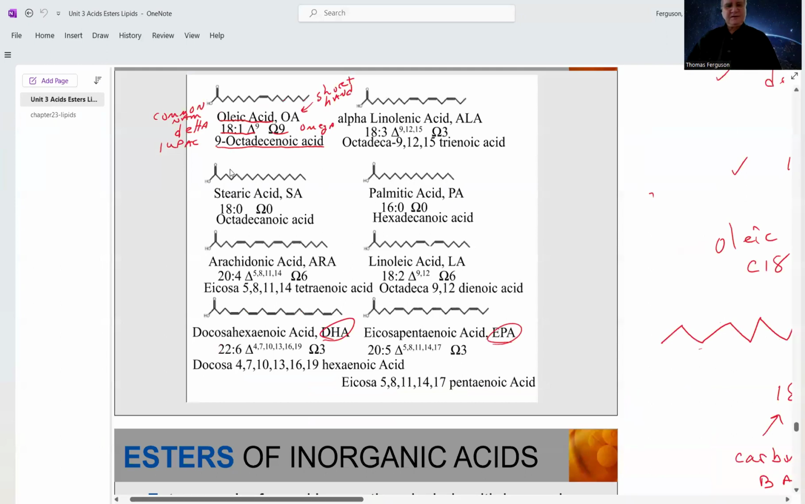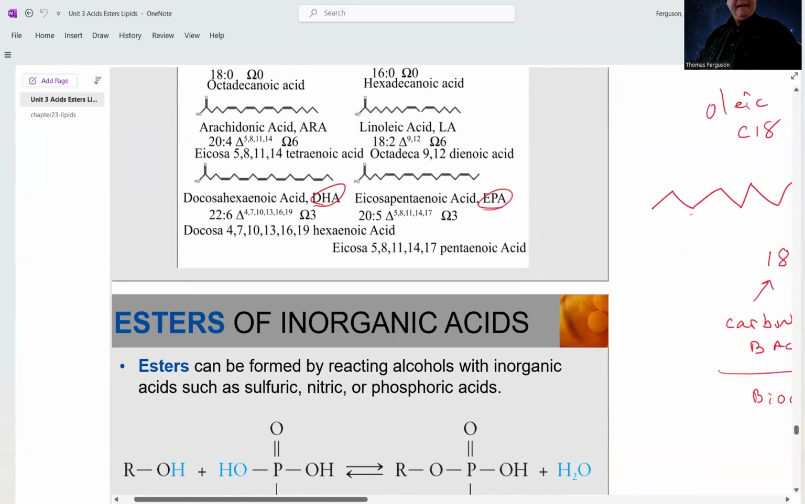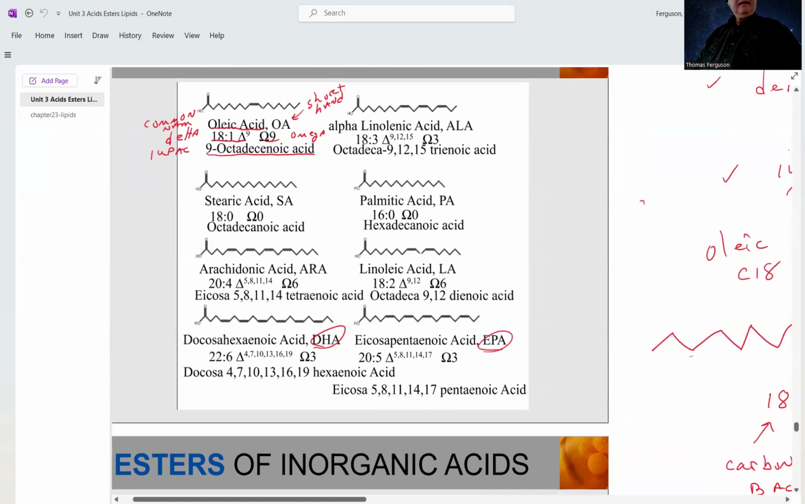What I'd like to do is go over this naming convention again. Last time we had talked about the omega naming and the delta. I'm going to go over a few more examples of that.